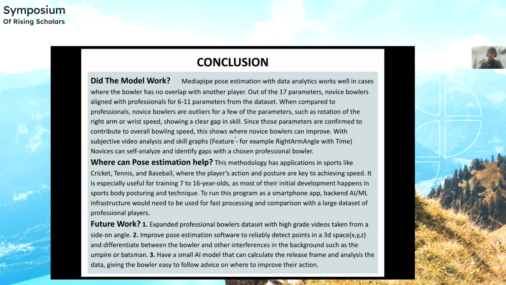Say your wrist speed is 11 kilometers per hour. A professional fast bowler has 24 kilometers per hour. To improve your wrist bowling speed, here are some tricks, here are some tips you could do to improve your wrist bowling speed. And by focusing on that, that would help them improve their speed.